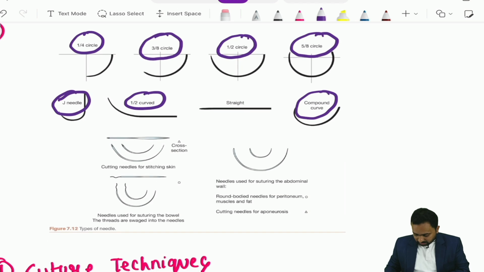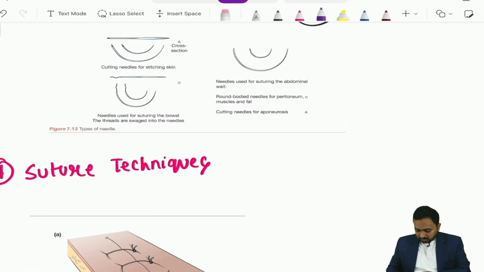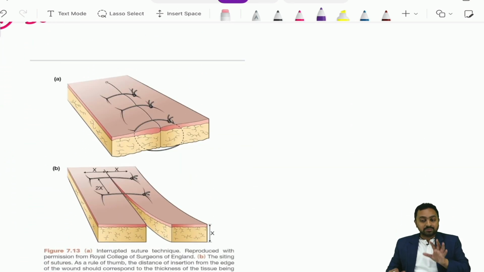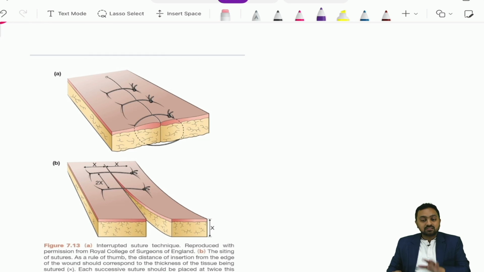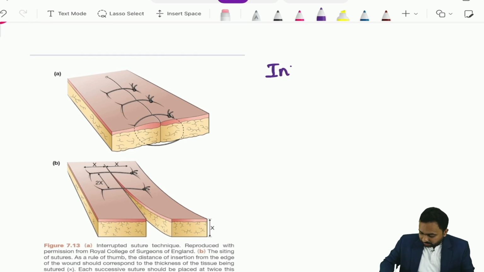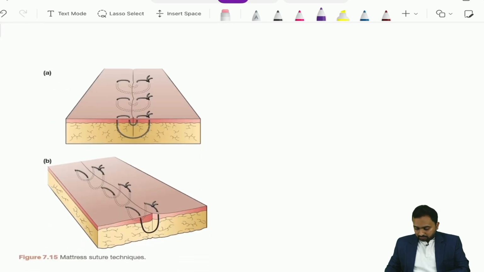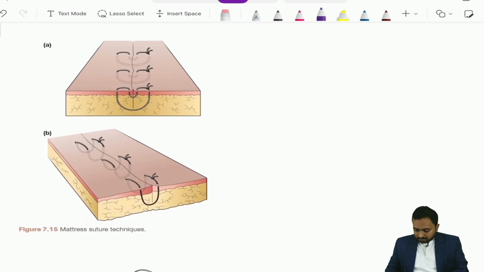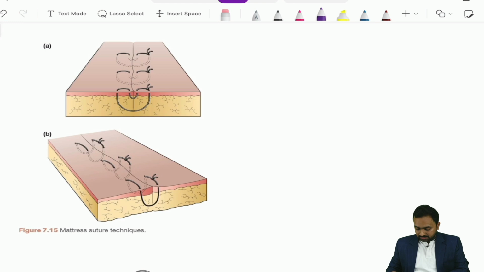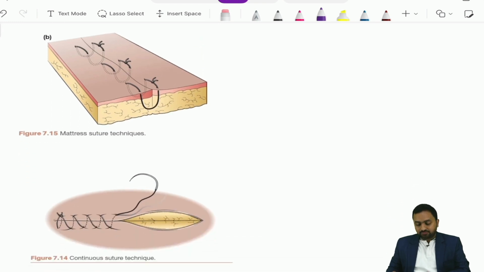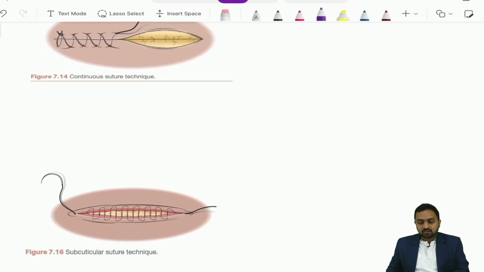Now regarding your various suture techniques, you can get an image based diagram trying to identify them. So you can see the first suture technique, this is your interrupted suture technique. Then you have your mattress suture technique, which can be horizontal or a vertical mattress suture technique. Then we have your continuous suture technique and your subcuticular suture technique. So you can expect an image based question asking you to identify the type of suture technique.